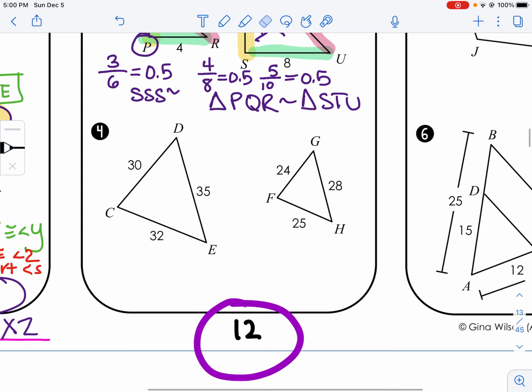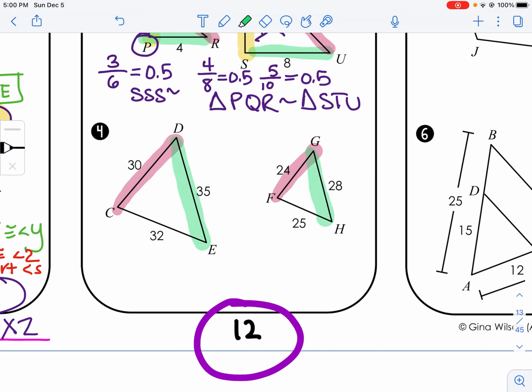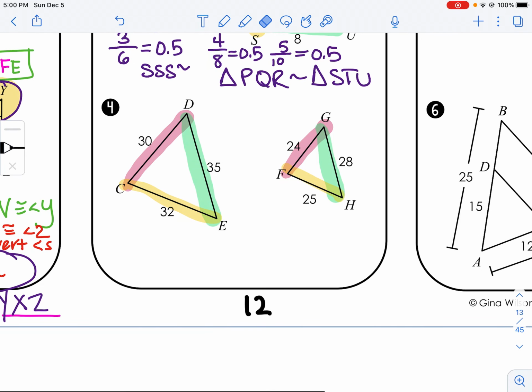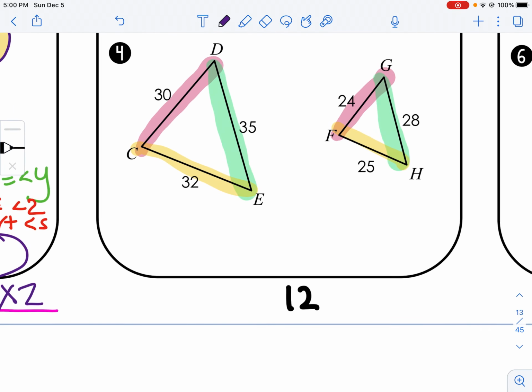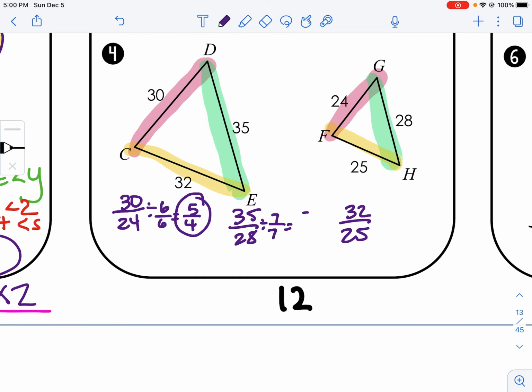Okay, same idea here. Again, this side and this side match. This guy and this guy. Oh my gosh, I'm loving these colors. Okay, and now we can write our proportional statements. So 30 over 24, 35 over 28, and 32 over 25. Now I'm going to just do some good old math here. You can punch in your calculator. 5/4. This divides by 7. Oh, it's looking good, my friend.